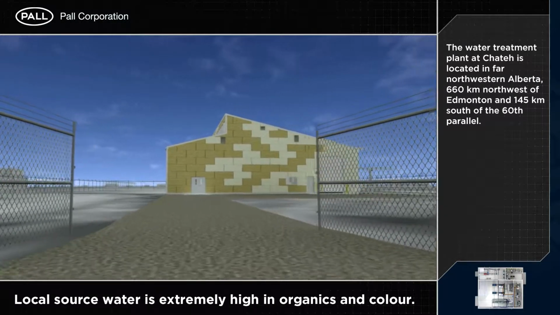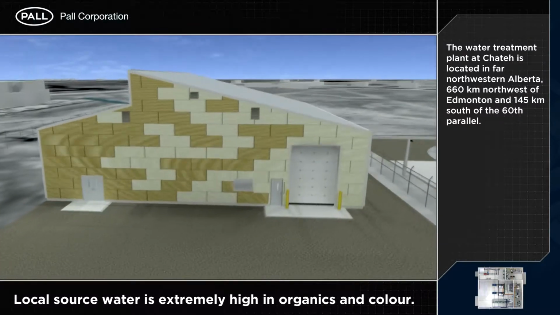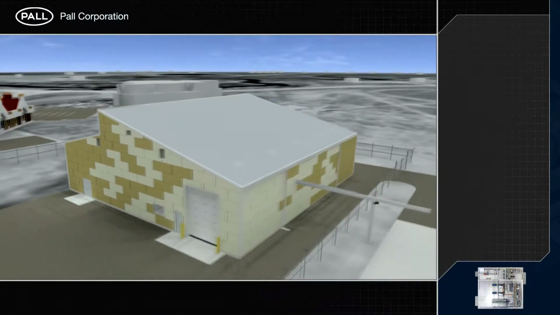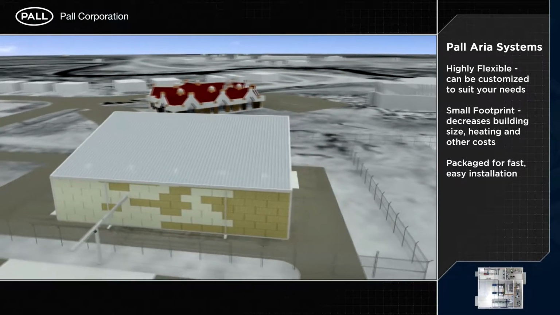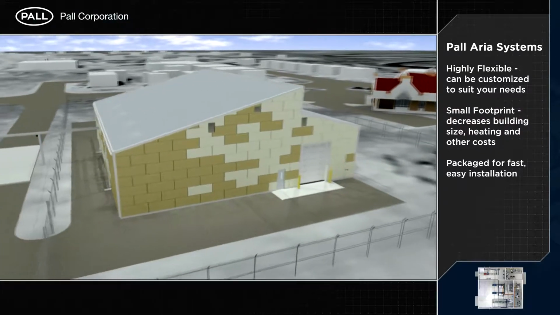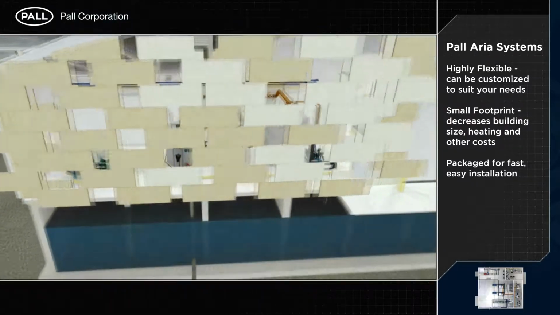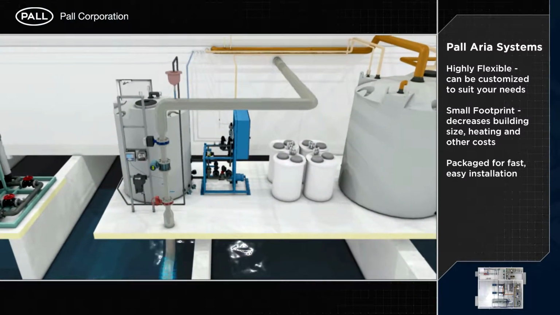The water treatment plant in Charter is located in far northwestern Alberta. The Pall Aria system is highly flexible and can be customized to suit your needs. It has a small footprint that decreases building size, heating and other costs, and it can be packaged for fast and easy installation.